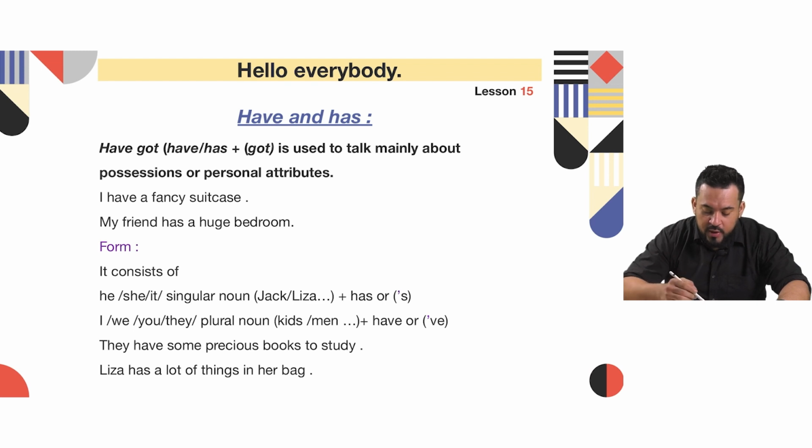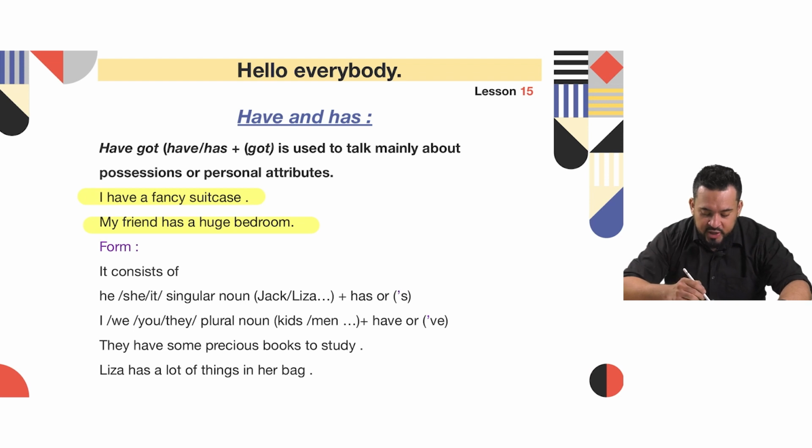Now, I have a fancy suitcase. My friend has a huge bedroom. I have a fancy suitcase, that is possession, something I own. My friend has a huge bedroom, something my friend owns.